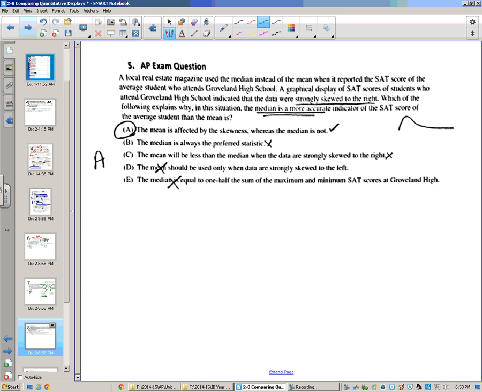I said they're very good. Okay, so we're told here that we have a skewed distribution. It is strongly skewed to the right, so remember it has that shape. Why should we use the median instead of the mean? Because of that skewedness. The mean is affected by the skewedness. The mean gets pulled up in this case.